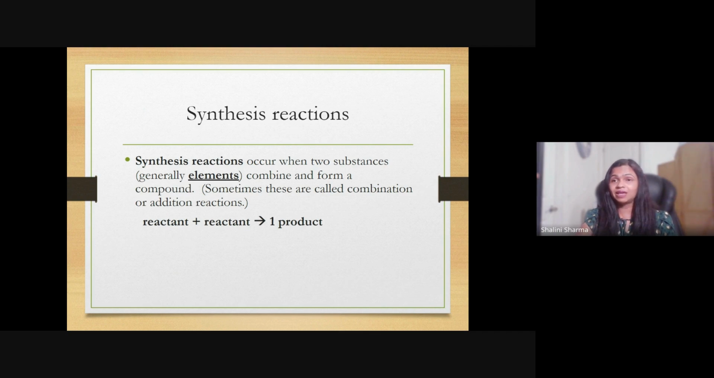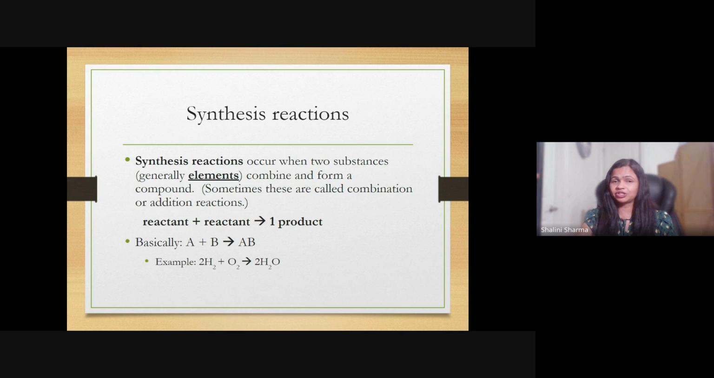Synthesis meaning making, where making or synthesis is involved. And the other name for it is combination reaction. That's the general chemical equation. A is an element, B is another element, combining together to form a new compound.